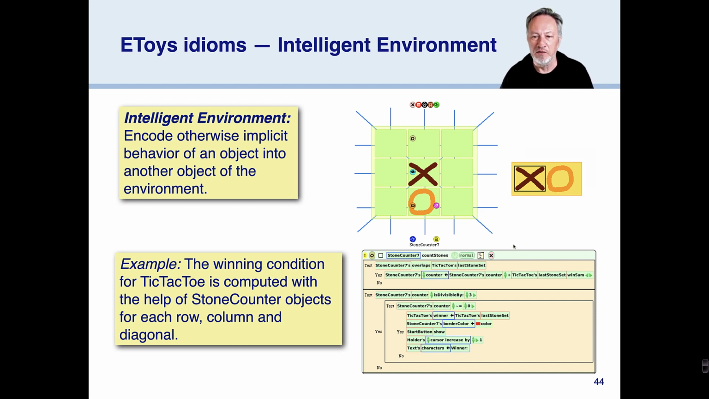So these are the ones whose responsibility it is to check whether there are 3 in a row. So we have 3 for each of the columns, 3 for each of the rows, and 2 for each of the diagonals. And these stone counter objects are hidden in the background. Here we see them, they're made visible for us, but they're the ones that are going to be doing this background information.